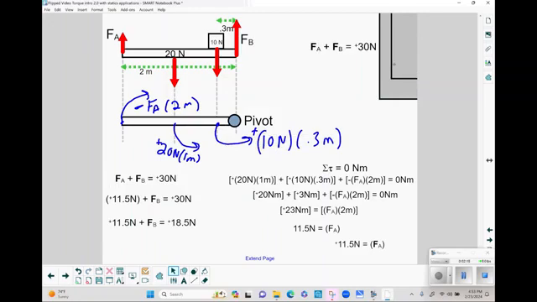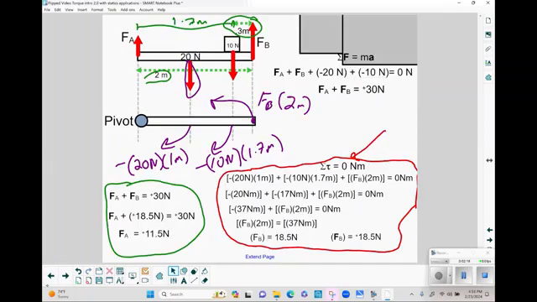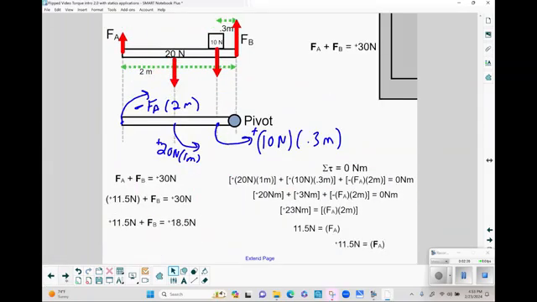And please notice, even though I picked a totally different pivot, I found the exact same forces for FA and FB as I did when I picked on the left-hand side. Again, you never have to stress on where to pick your pivot when solving these static systems. Any point works. You just have to pick the point that works best for you.